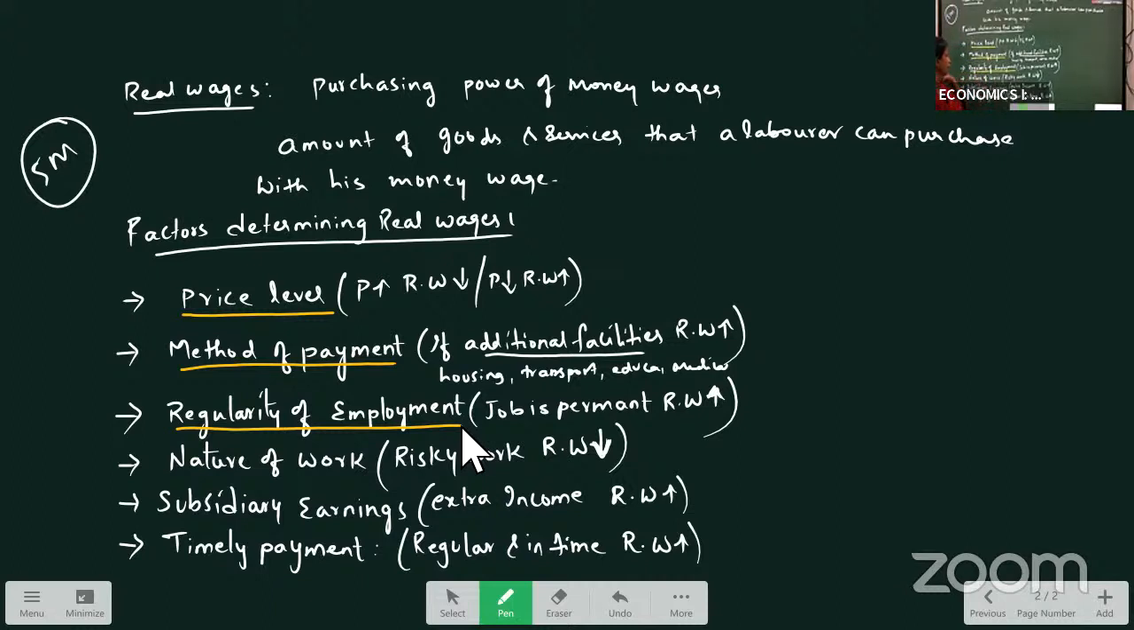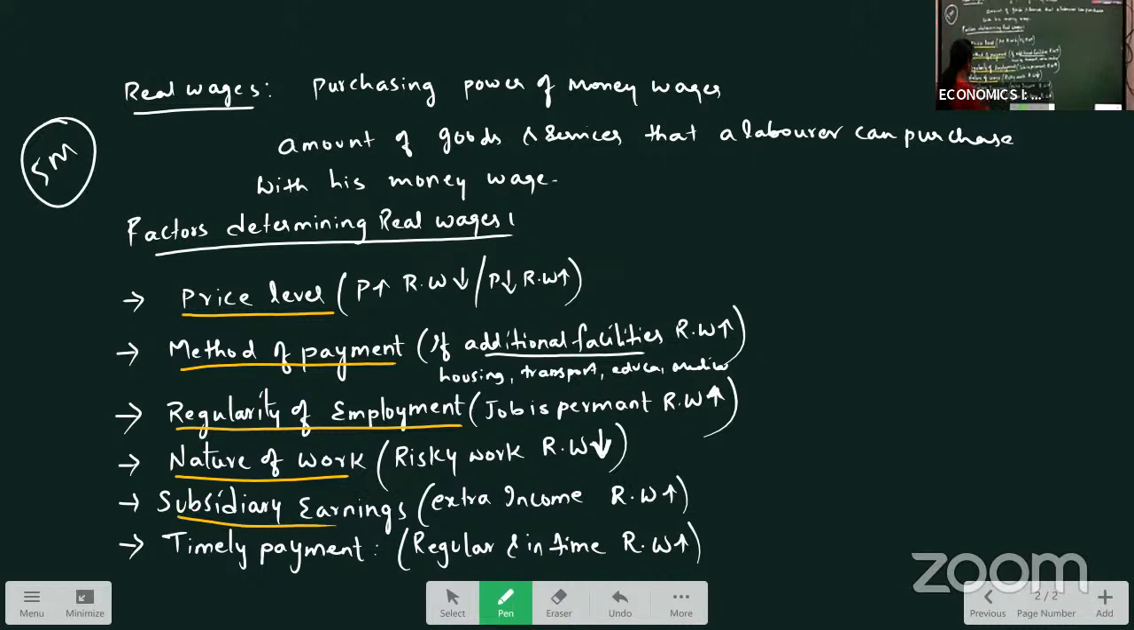And nature of work. Nature of work means if there is risk and danger in your work. The more the risk, the less the real wages. If the risk is more in your job, then the purchasing power will be low. If the risk is less or there is smooth functioning of your work, then your real wages will be high.